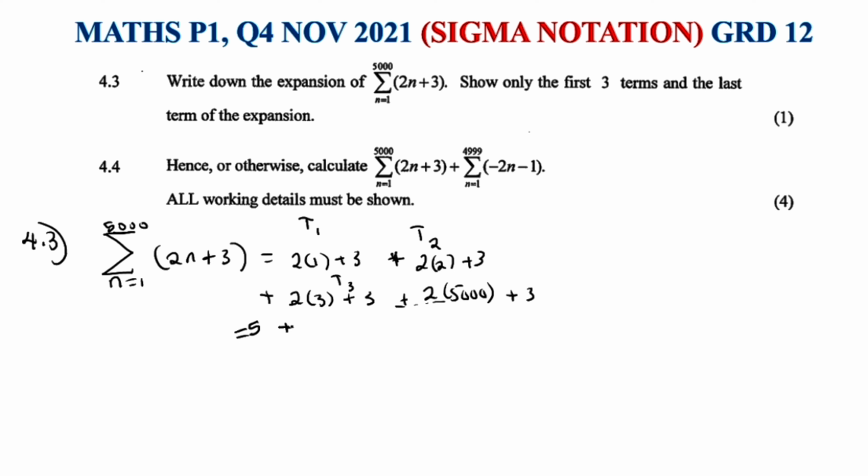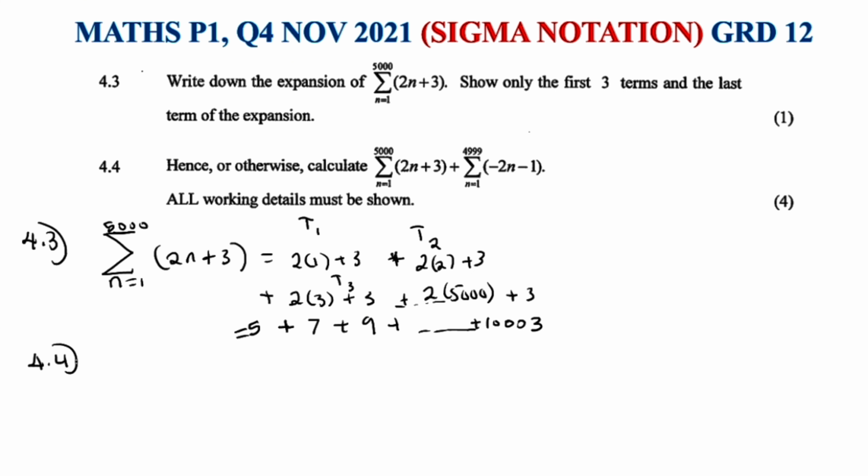When you simplify this, you should be able to get 5 plus 7 plus 9 plus dot dot dot. The expansion of sigma notation refers to the sum, which is why I'm putting a plus there. The last term would be 10,003. That's how you would expand this one for 1 mark. It makes sense. Now let's come to 4.4.